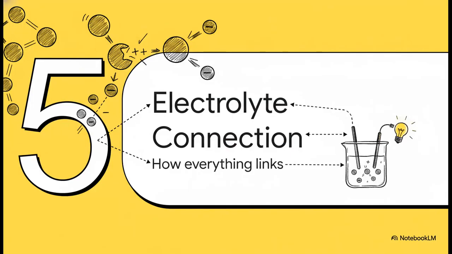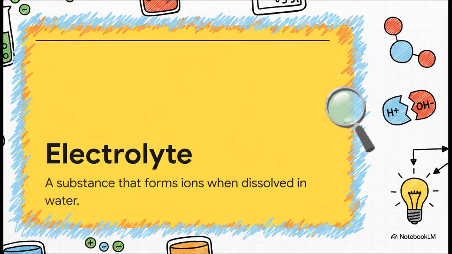So, why are we so obsessed with whether these things break apart or not? Why does it matter? Well, it's because this one idea, dissociation, is the key that unlocks another huge concept in chemistry: electrolytes. Okay, what's an electrolyte? It's just any substance that forms ions when you dissolve it in water. Now, hold on a second. H+ and OH-, those are ions. This means every single acid and base we've been talking about is, by its very definition, an electrolyte.